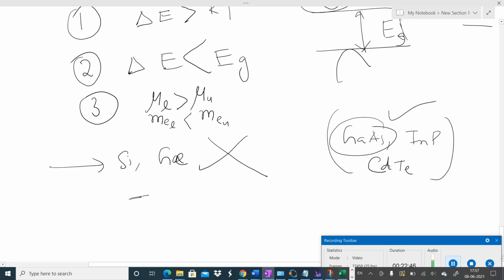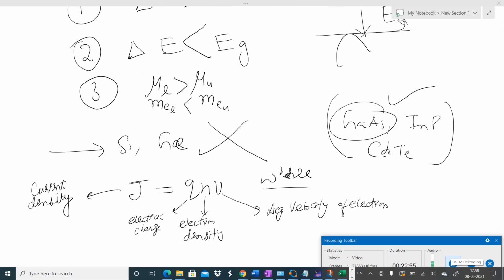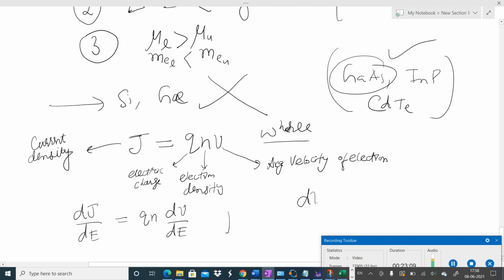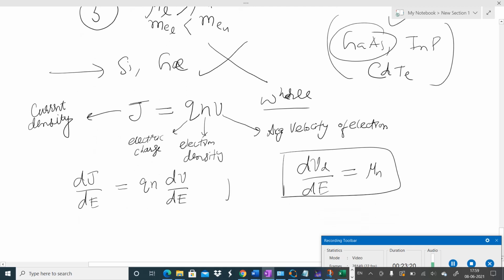So that is given by J is equal to q n v, where we define the respective symbols. J is the current density, q is charge, n is the electron density, and v is the average velocity of the electron. Differentiating with respect to electric field gives, and you recall one relation from electron devices that relates the drift velocity with mobility. The derivative of drift velocity with respect to electric field is mobility. So this dv by dE, this velocity here I will take as the drift velocity.